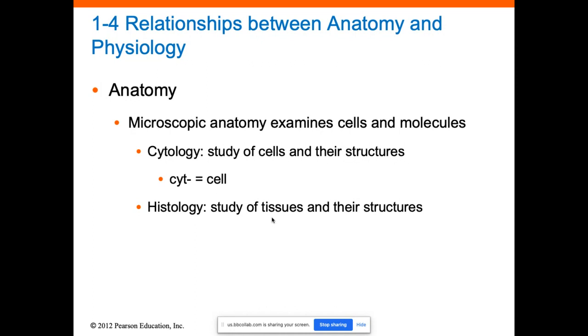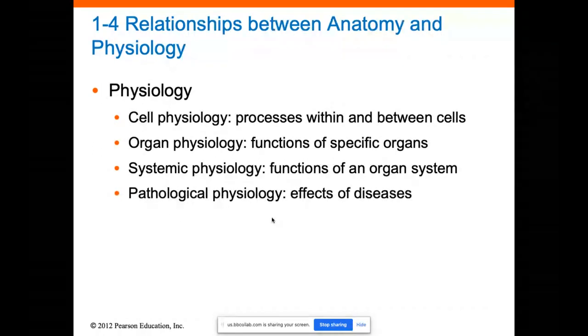Osteocyte, osteology, osteo is bone. Osteocyte is what type of cell? Now we're talking about a bone cell. Chondro is cartilage. Chondrocyte is a cartilage cell. All right, histology, when cells come together, they make tissues. Histology is the study of tissues. So there's cell physiology, there's organ physiology, there's systemic physiology, and then there's pathological physiology.